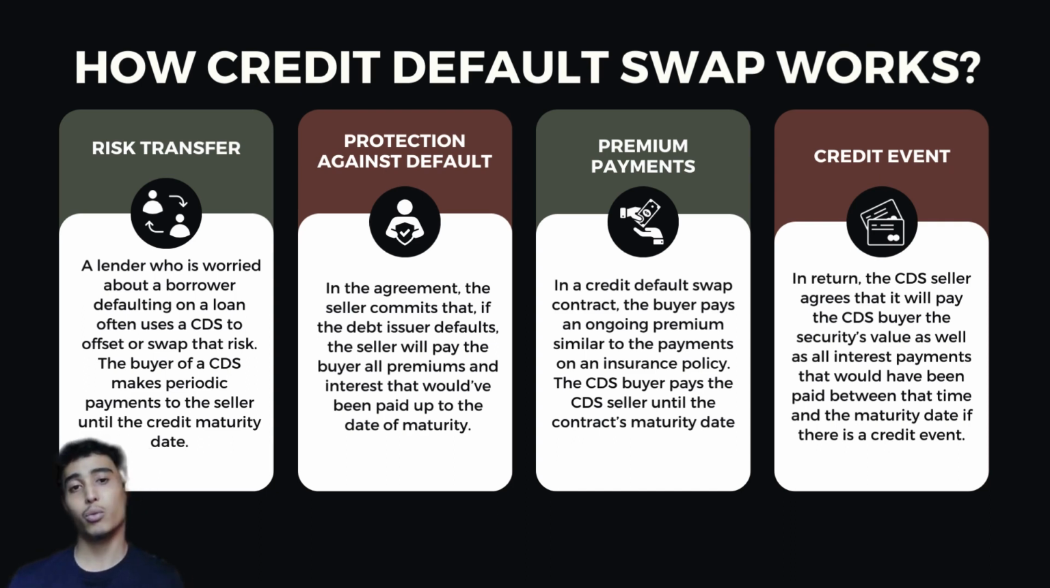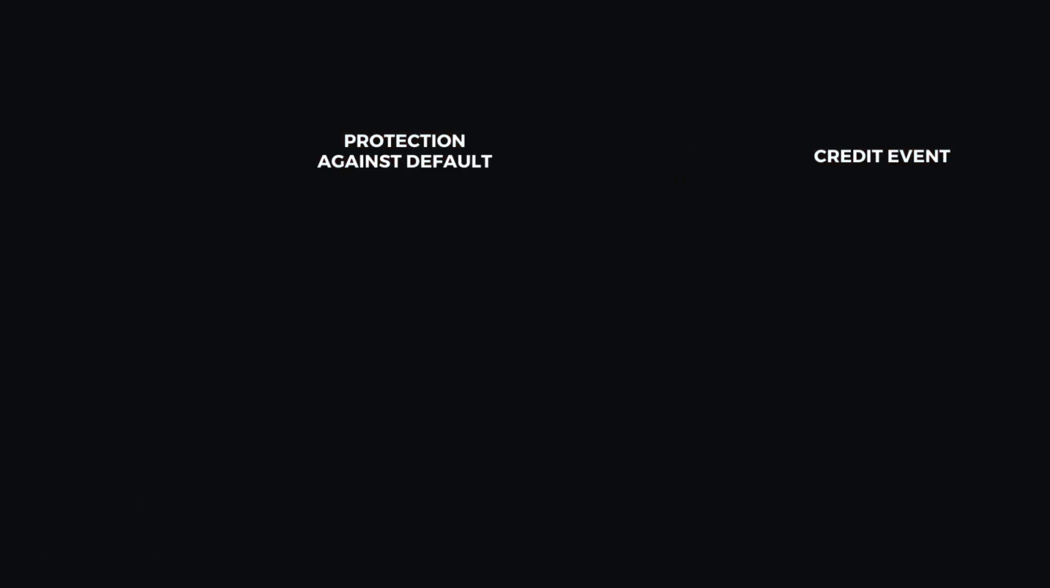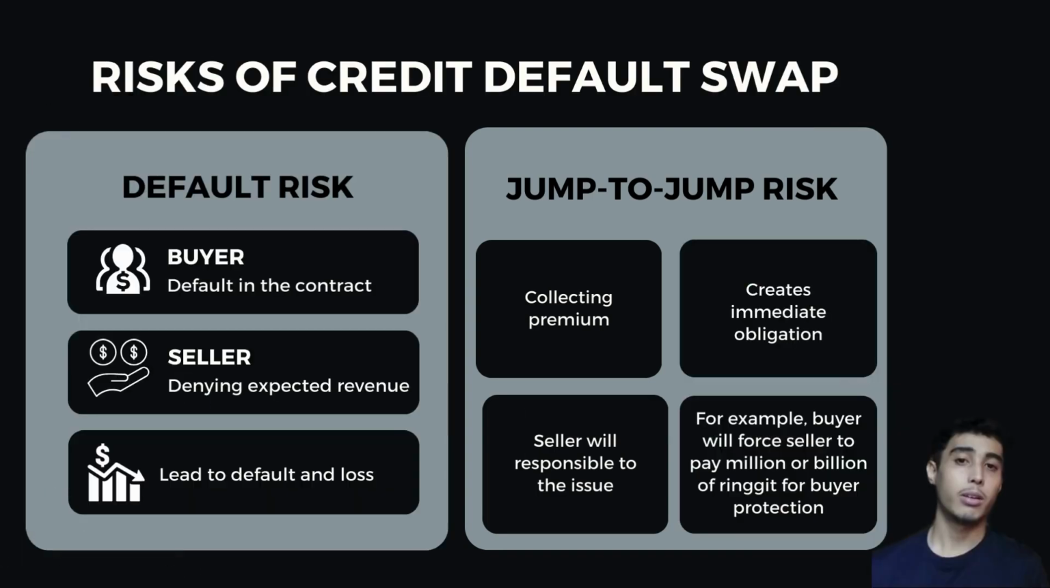So the last one is credit event. In return, the CDS seller agrees that it will pay the CDS buyer the security value as well as the interest payments that would have been paid between that time and the maturity date, if there is a credit event. So we move on to the last part of this topic, which is risk of the credit default swap.